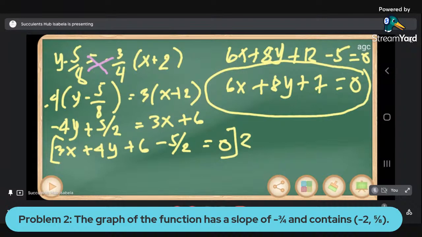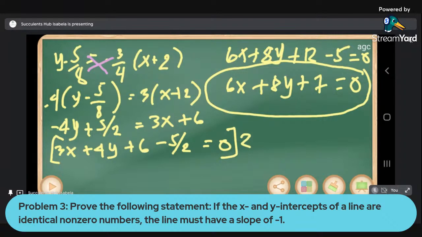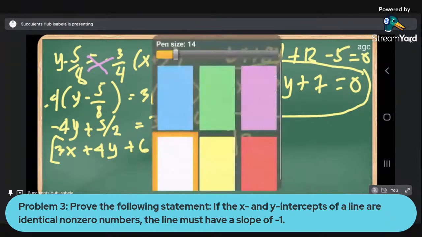Okay, let's have another problem. In problem number 3, prove the following statement: if the x and y intercepts of a line are identical non-zero numbers, the line must have a slope of negative 1.